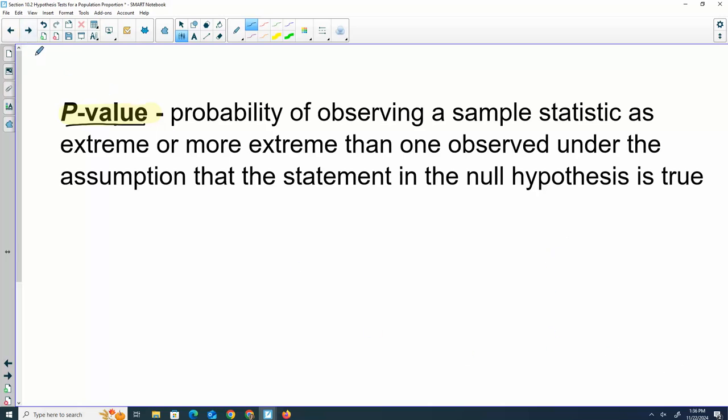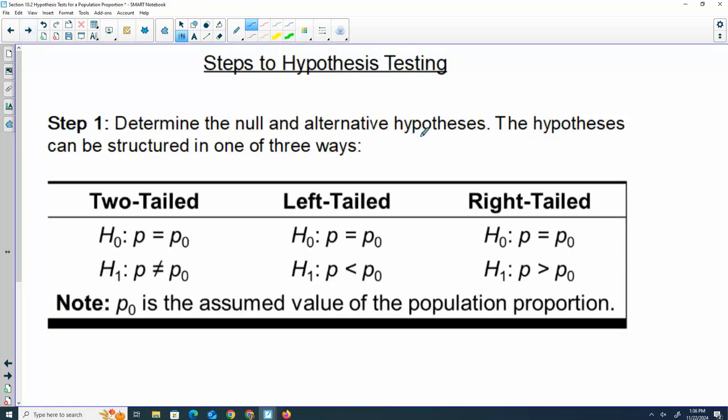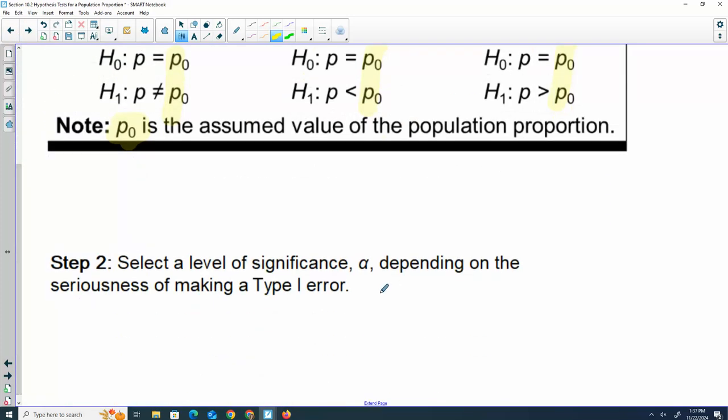So our summary of our process. We always have to start with the null and alternative hypothesis. And it'll be one of these three cases like we talked about yesterday. The p sub 0 that we're talking about is from the population. It is not our p-hat. It's the proportion from the population data. Then we will be given an alpha level. You won't have to make it up. You'll be told that in your problem.